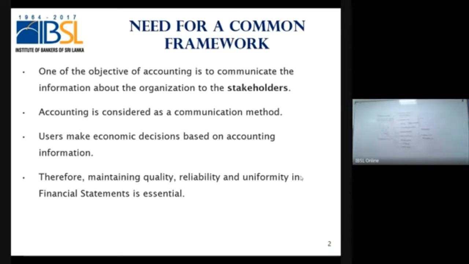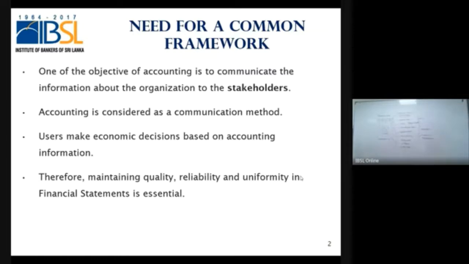Or you might switch on the TV to see whether there is a speech going on by somebody informing that there is a curfew. So you will try to establish whether this information is accurate. The accuracy comes from the quality and the reliability that they provide. Similarly, for financial information also, you need to have the quality, the reliability, and the uniformity.